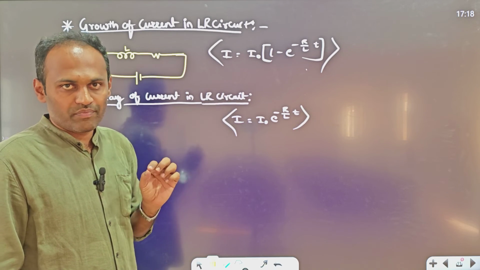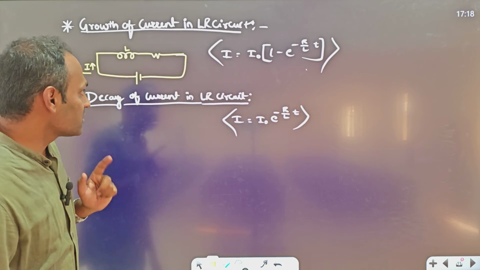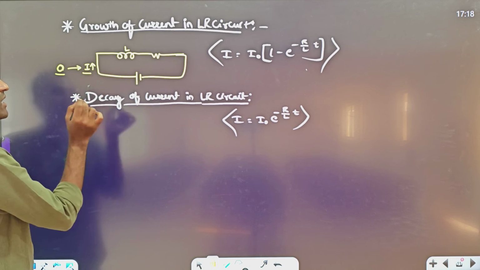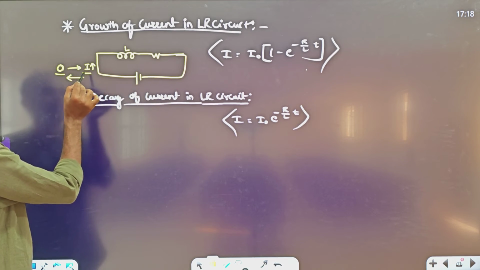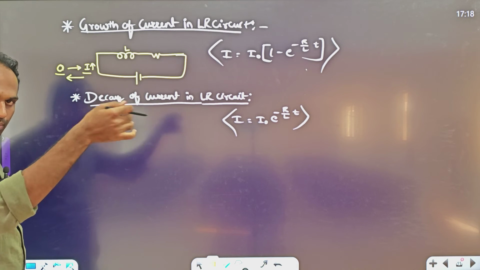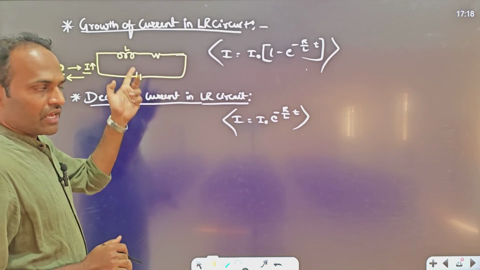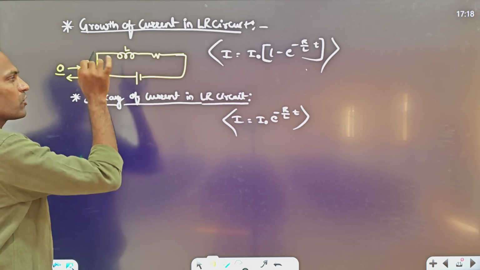T is the time instant. Right? Whichever time instant's current you need. In the same way, when you remove the battery, the current will again decrease from maximum to 0. So when the current is decreasing from maximum to 0, this will again start opposing. If the current is constant, this is not going to oppose.